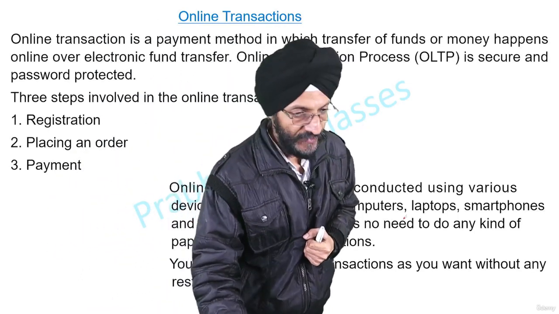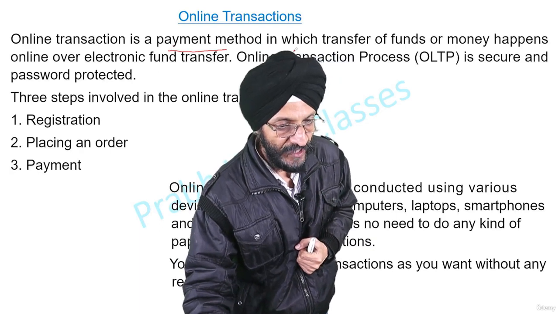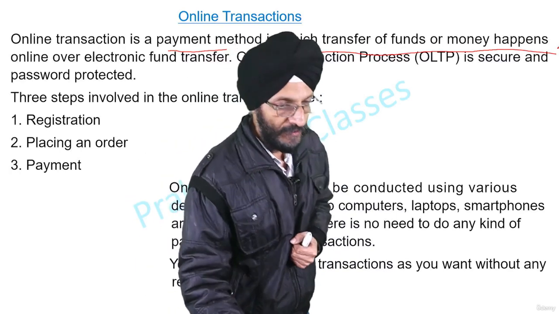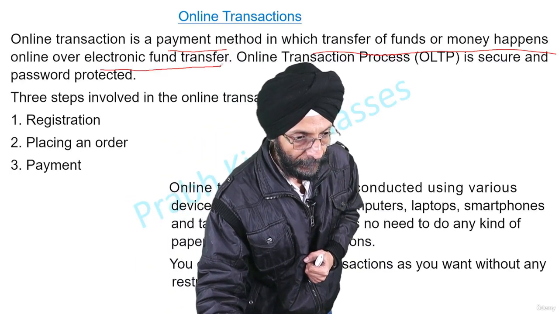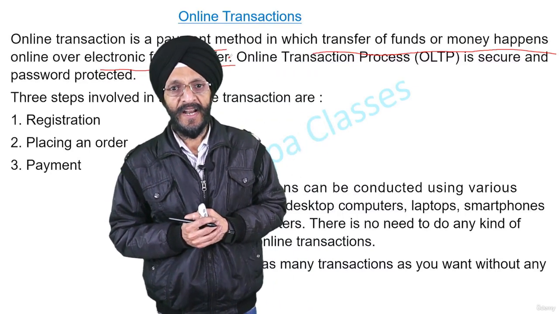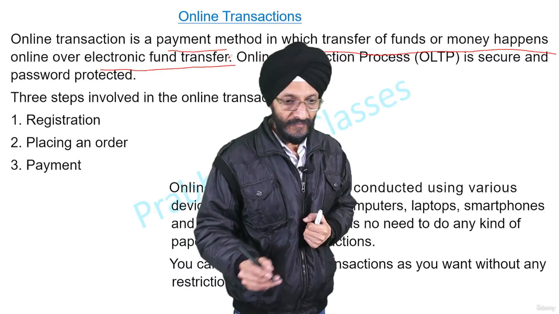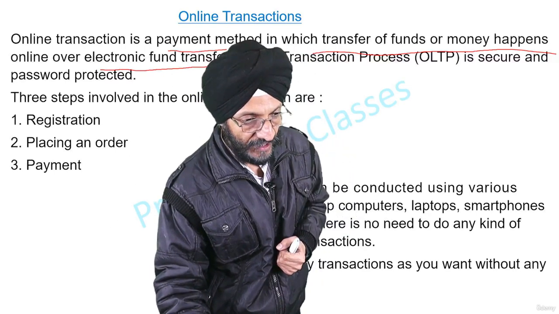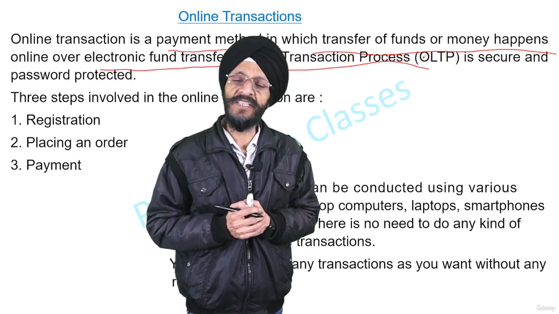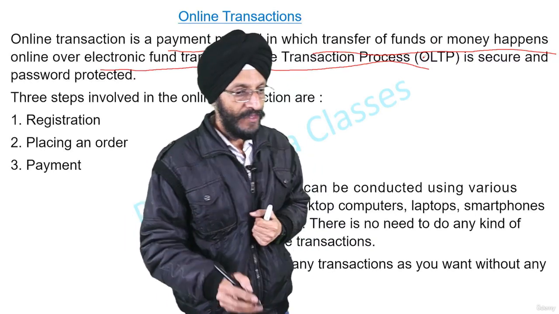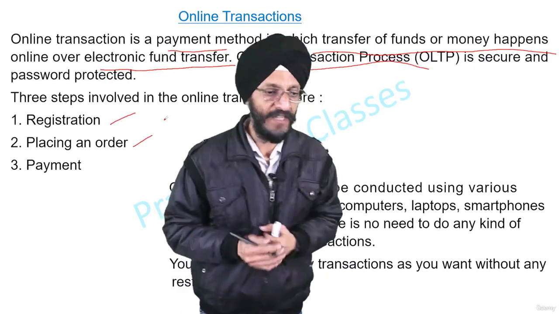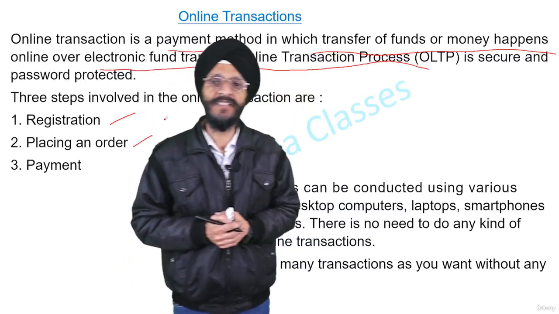Online transaction is a payment method in which transfer of funds or money happens online over electronic fund transfer. Online transaction process is secure and password protected. Now we will understand what is the online transaction process. There are three steps in this process. First is registration, second is placing an order, and the third is payment.